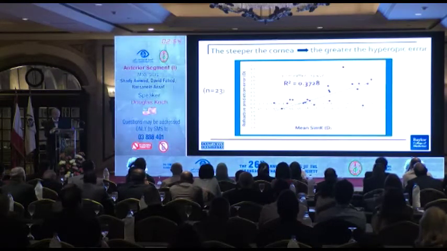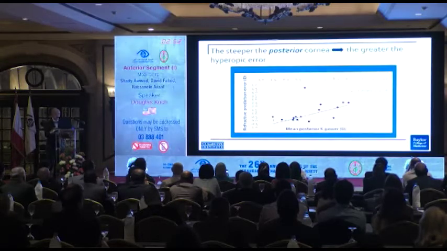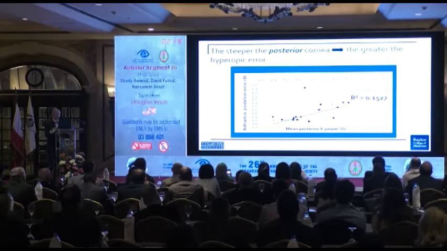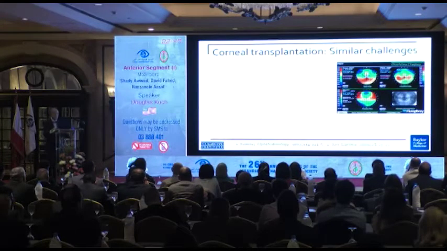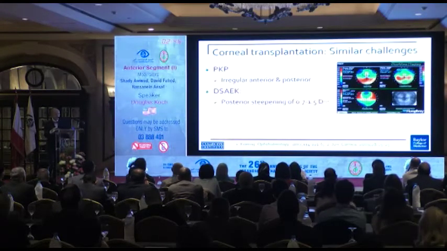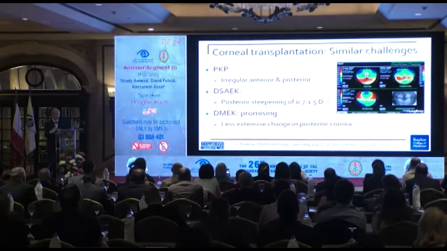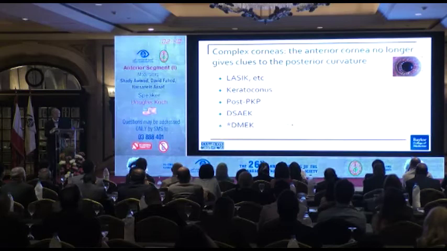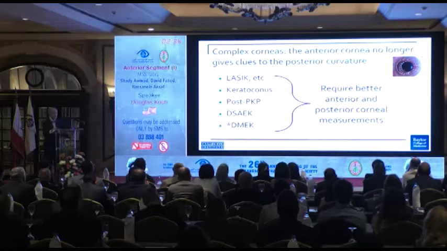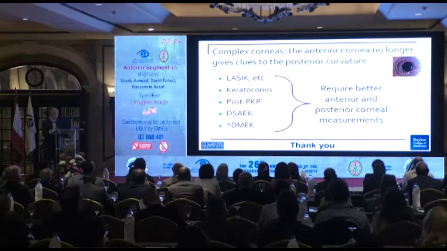And actually that's also true for the posterior cornea: the steeper the posterior cornea, the greater the hyperopic error. In corneal transplantation, PKP and DSAEK pose similar problems. DMEK is a little more promising. So with all these complex corneas, we can't use our usual assumptions. We really need good anterior and posterior measurements. And with that, I'll stop and I'll continue in a little bit for the next part.